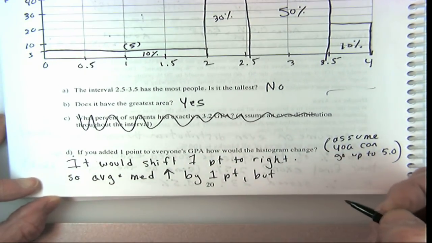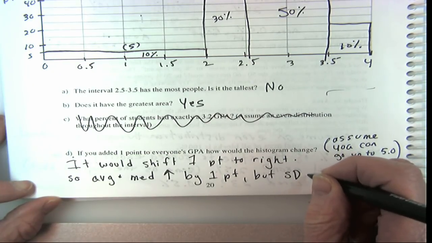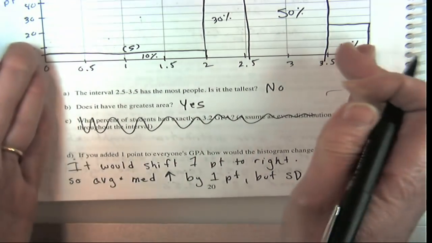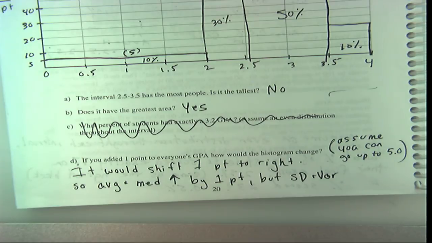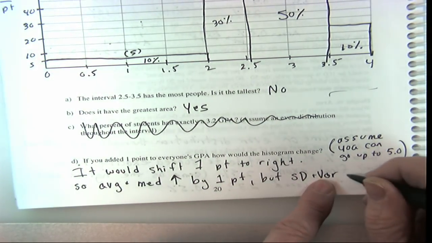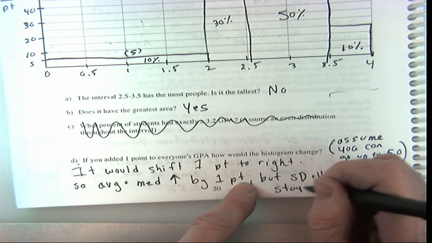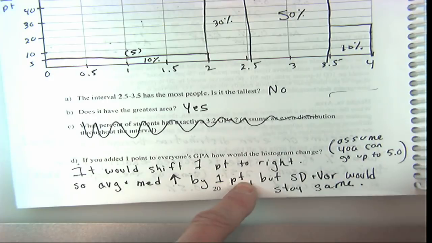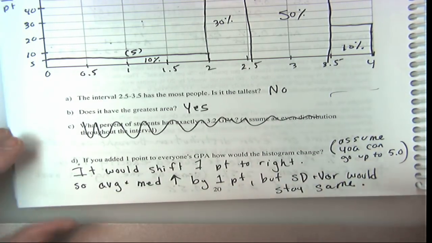So the average and the median would go up by 1 point, but the SD and the variance would do what? Would they change? If you just shifted, would the shape of the histogram change? No. So the SD and the variance would stay the same. Okay. Any questions on that? All right, let's move on.